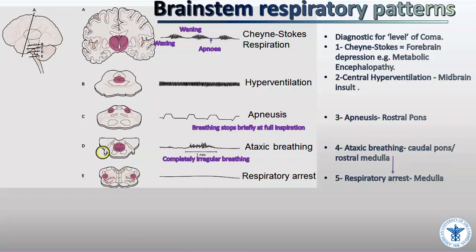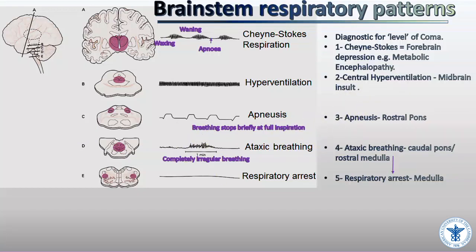In the rostral medulla, you get what is called ataxic breathing, which is completely irregular breathing. So you can see these patterns in a comatose patient, okay? And ataxic breathing is very irregular. The patient hyperventilates a little bit and then pauses a little bit, and then there's no definite pattern to the respiration. And you see this when there's an injury or a metabolic condition which is affecting the upper medulla, the open medulla. And then we did the pons yesterday, and there's an apneustic center.